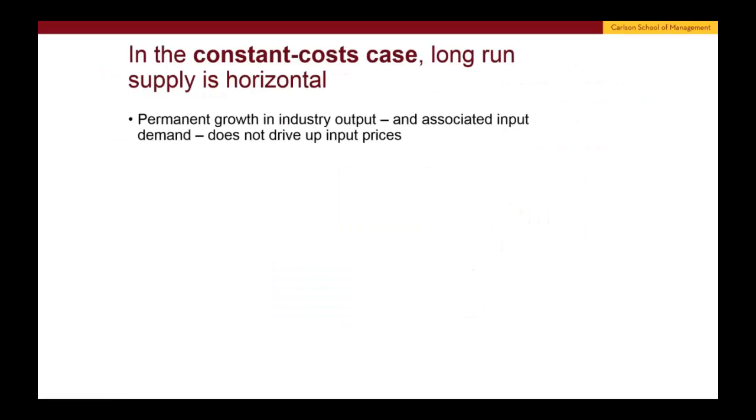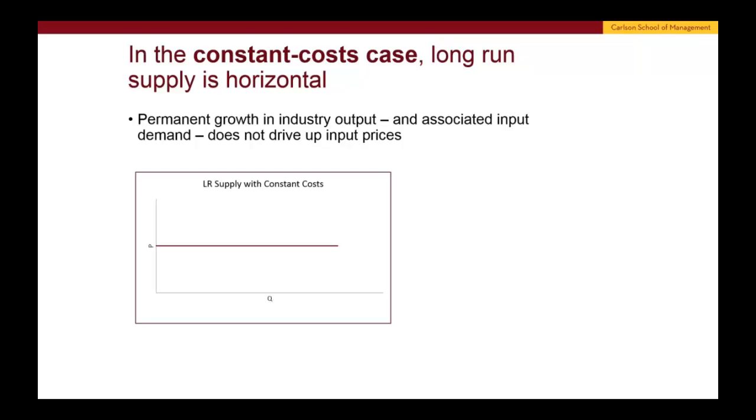In the constant cost case, long-run supply is just horizontal. The idea is if there's a permanent growth in industry output and associated input demand, this does not drive up input prices. The result is that long-run supply would just look like this, a horizontal line. Let's take a look at how this unfolds.